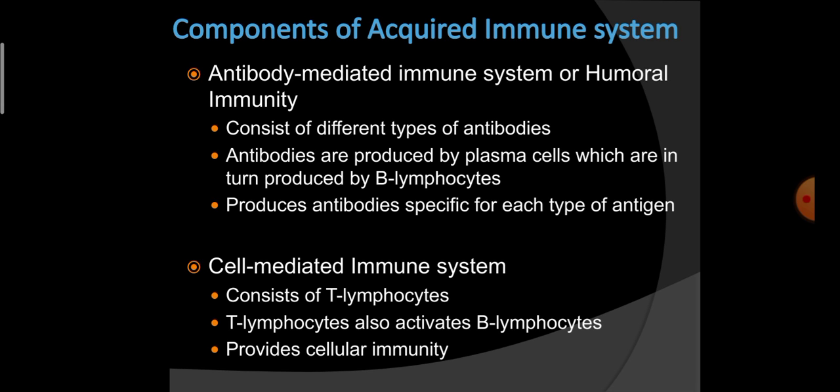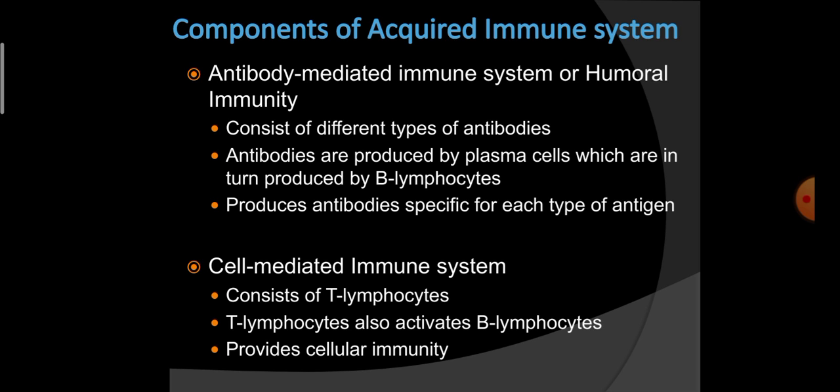Next is the cell mediated immune system. Here it consists of T lymphocytes. In antibody mediated immunity, B lymphocytes are involved; here T lymphocytes are involved. These T lymphocytes recognize the infected area or the infected cell. Then they activate the B lymphocytes. When B lymphocytes are activated, what will happen? B lymphocytes will trigger the production of antibodies in the plasma.